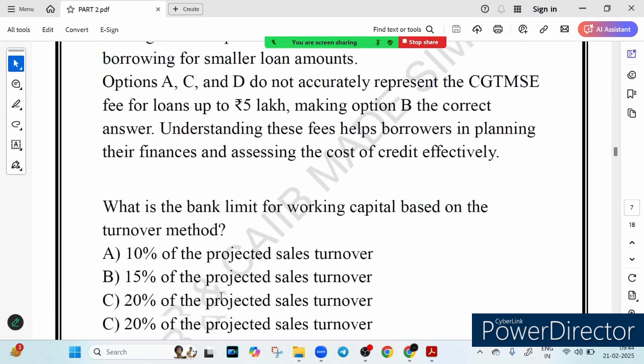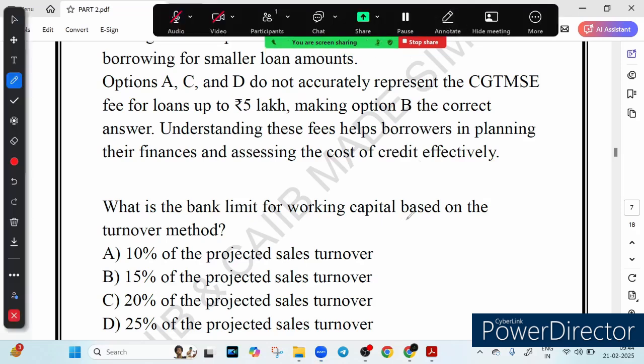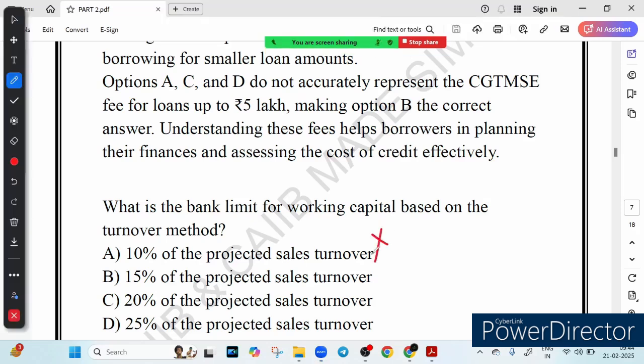So friends, the next question is, what is the bank limit for working capital based on turnover method? Very simple question it is, right? I think you know the answer. So please answer it. Is it 10% of the projected sales turnover? Is it 15%, 20% or 25%? What do you think? So option A says 10% of the projected sales turnover. This is incorrect. You know, this 10% limit is too low, right? ये बहुत कम है. Right, business needs more liquidity to manage their daily operation. 15% is also low, right? Correct answer is 20%. 20% of the projected sales turnover.